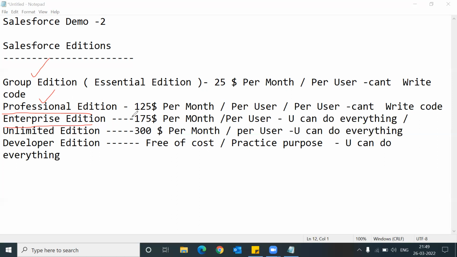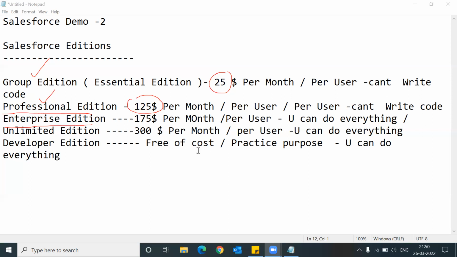So the question is this: okay, fine, why do we use this edition? Because, see, I told you in the first lecture, Salesforce is very costly as compared to other CRMs, right?